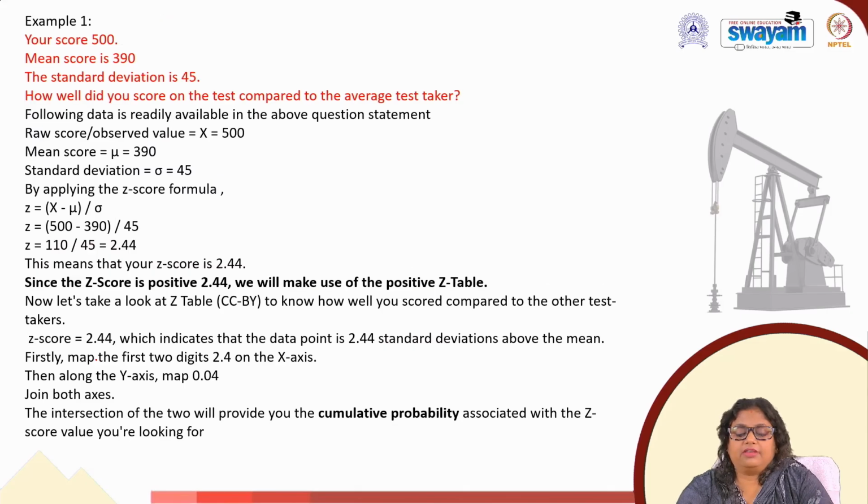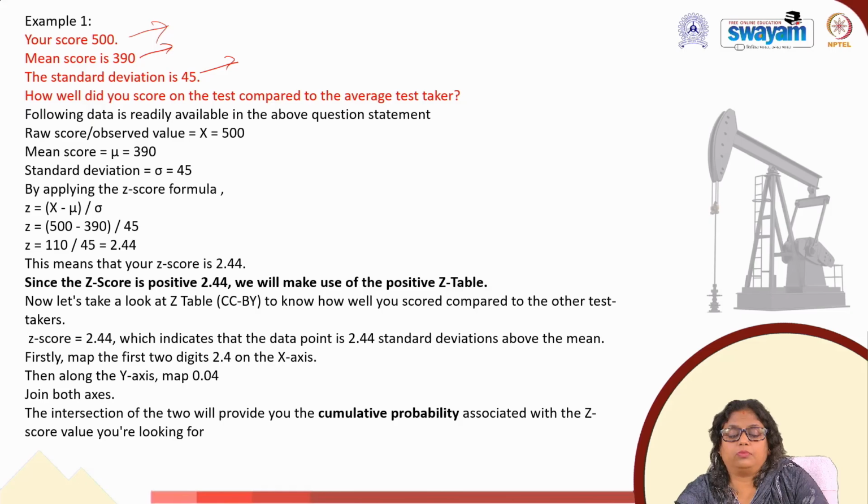Okay, so here is the example given. Let's proceed with this one. Assume that there is some examination where your score is 500, the mean score is 390, and the standard deviation is 45. Now we want to check how well you scored on a test compared to the average test taker. The average person has a score near 390, your score is 500 and the standard deviation is 45, and we want to check our result against the other people.